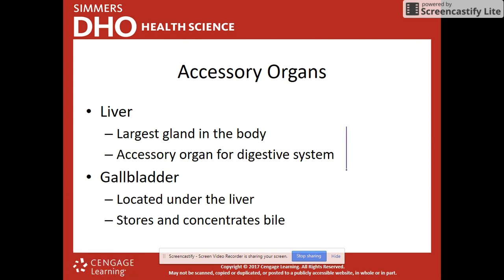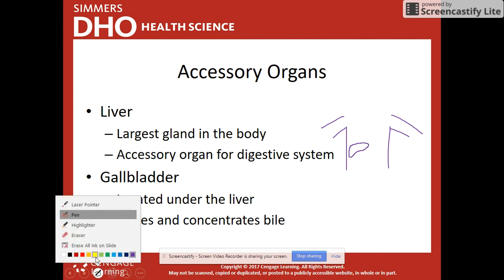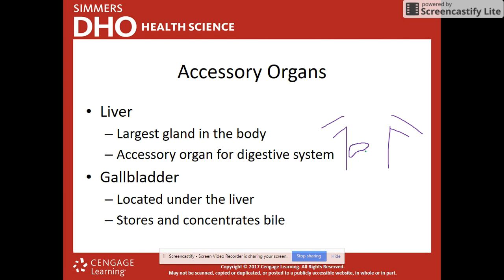Okay. So we have our person like so. The liver is up over here, kind of shaped like that. And the little gallbladder sits up underneath the liver. So if you can imagine that I'm up underneath it, sits under there like this. Okay.